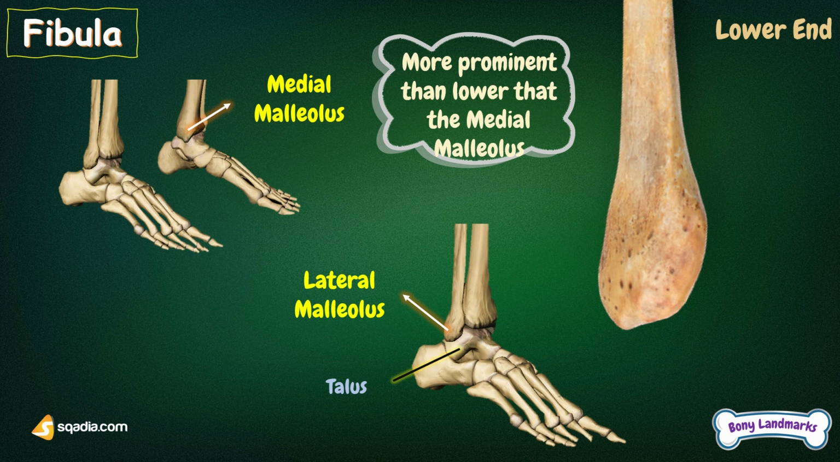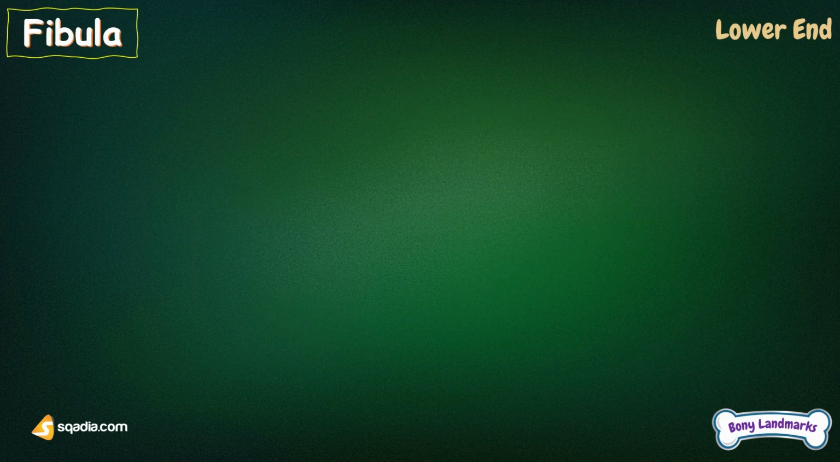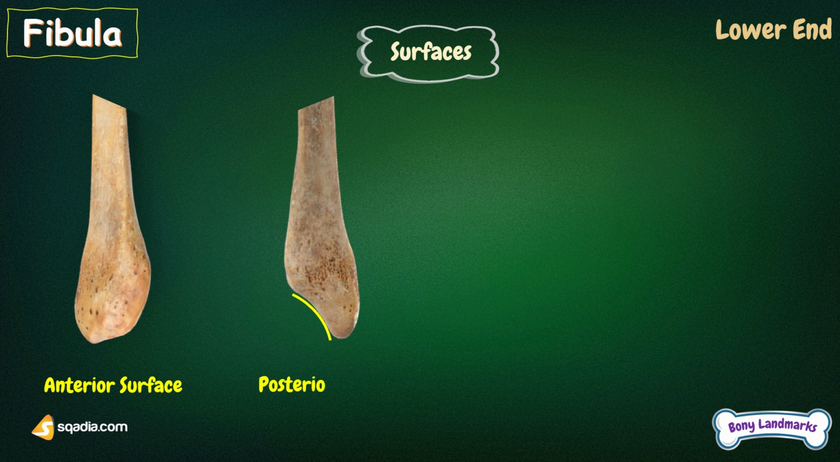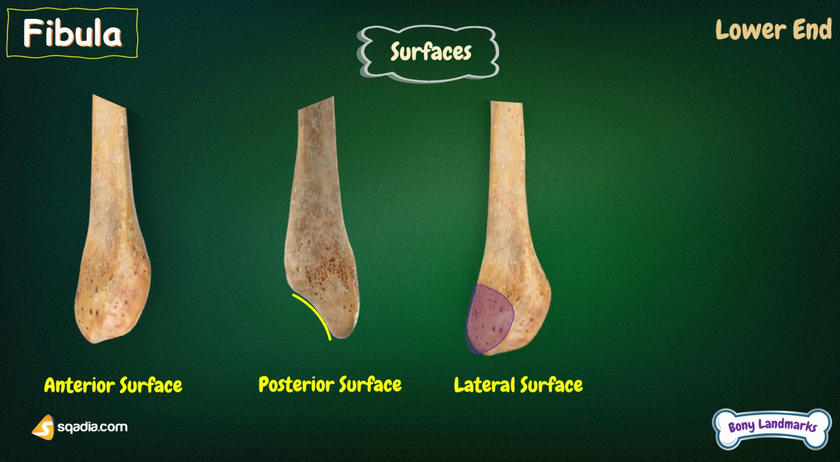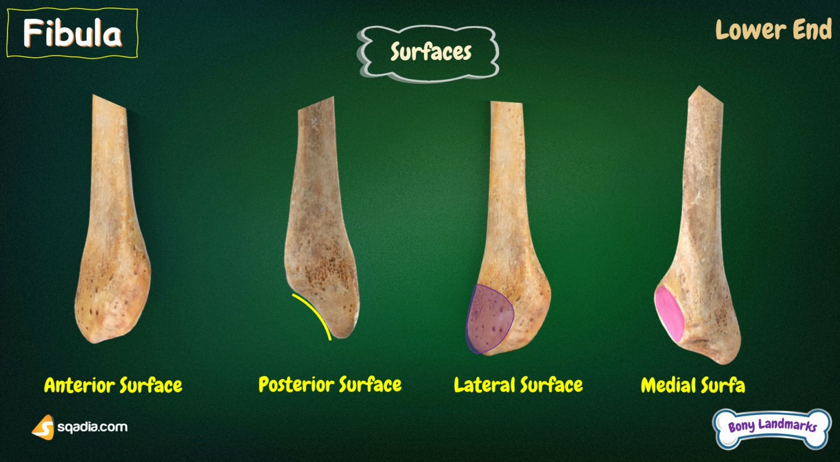If we compare it with the lower end of the tibia that forms the medial malleolus, then the tip of the lateral malleolus is 0.5 centimeters lower than that of the medial malleolus. It has the following four surfaces. The anterior surface is rough and rounded. The posterior surface is marked by a groove. The lateral surface is subcutaneous. The medial surface bears a triangular articular facet for the talus anteriorly and the malleolar fossa posteriorly.